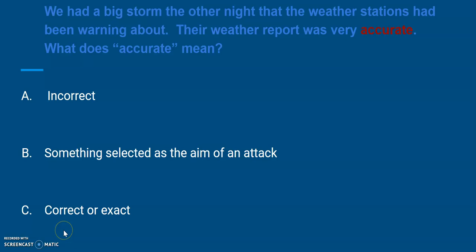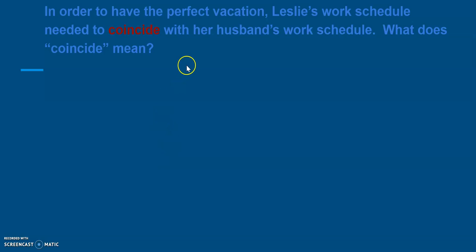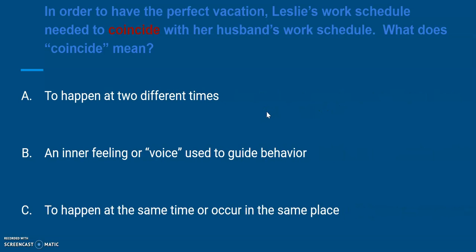Let's try C. We had a big storm the other night that the weather stations have been warning about. Their weather report was very correct or exact. So we know that our answer is C because the storm that had been predicted actually happened. So it was correct. Let's try the next one. In order to have the perfect vacation, Leslie's work schedule needed to coincide with her husband's work schedule so that they could go together. Let's look at our choices.